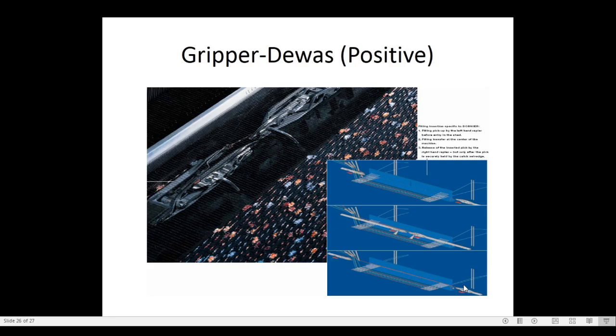External openers are there on the left hand, middle, and right hand, so that's why this is called a positive rapier. So now we are clear on the concept.